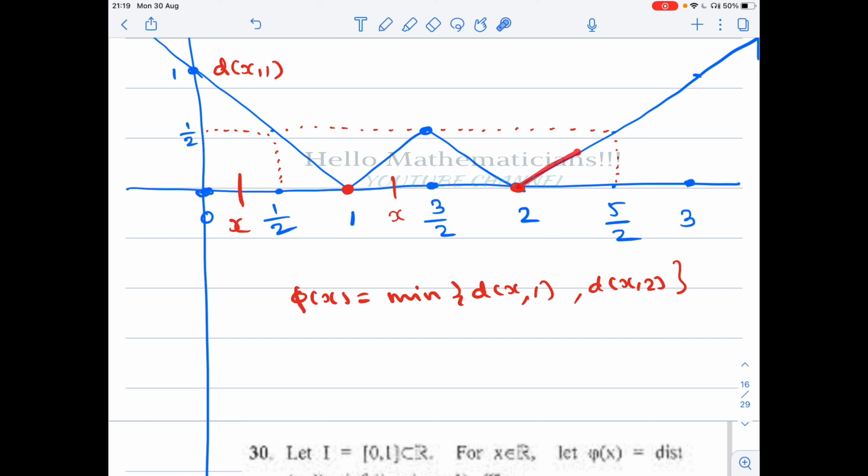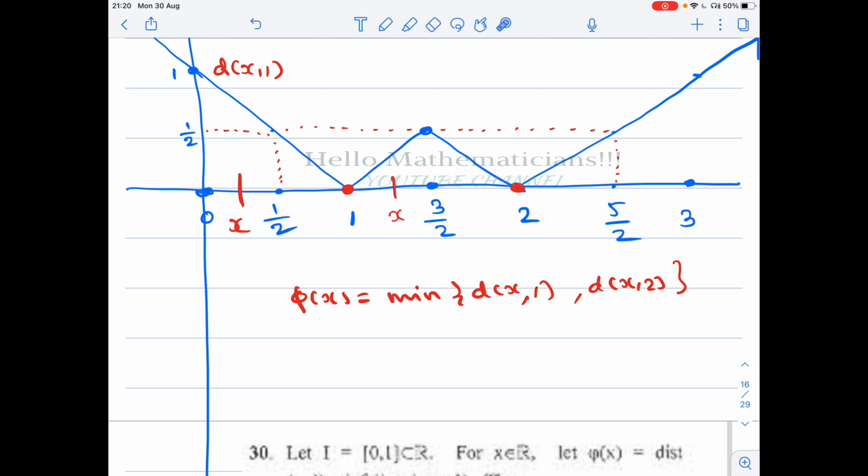Similarly after 2, the function will behave like the distance between x comma 2, because for the points here 2 is the closest point. Therefore this minimum value will be equal to the distance between x comma 2. Also note that if you go to the right side, the distance increases, therefore it will be an increasing function. Here also, if you go to the left of 1, the distance between this point and this point is larger than this distance. So here this function goes like this.